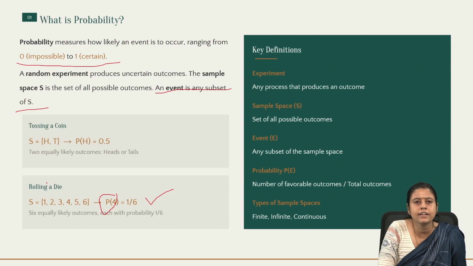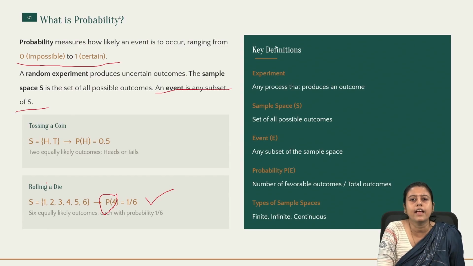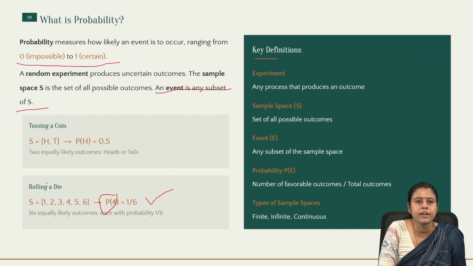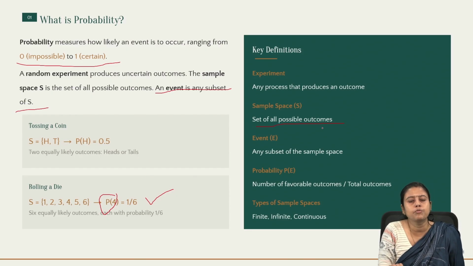So what is the understanding from this topic? What is an experiment? An experiment means a process that produces an outcome. So tossing a coin is an experiment. Throwing or rolling a dice is an experiment. After the experiment, we get the sample space. What is the sample space? The set of all possible outcomes. This is very, very important in the case of machine learning. For the set of all possible outcomes, we will compute the probabilities and then check whose probability is maximum.